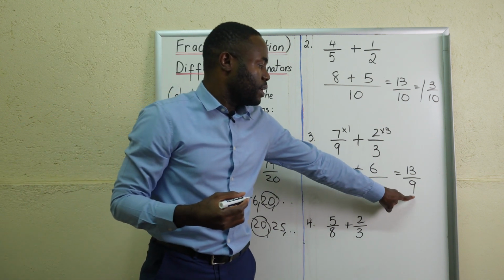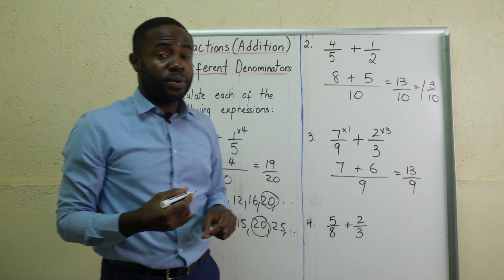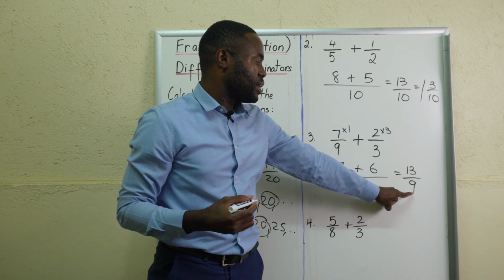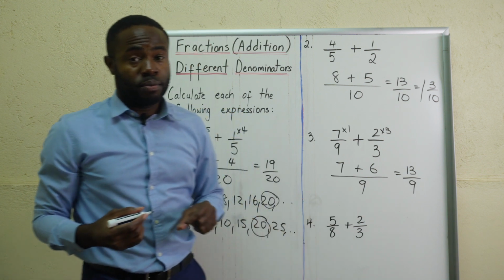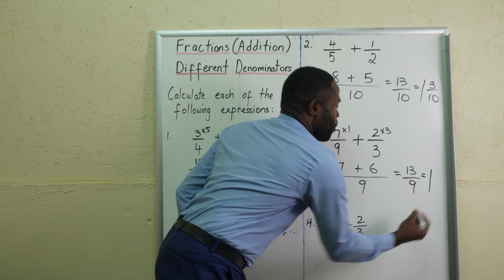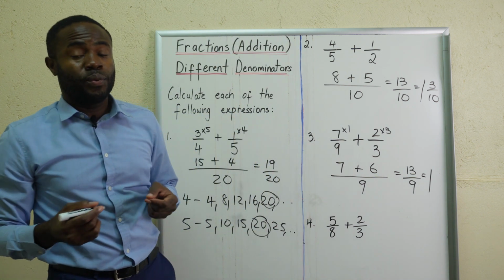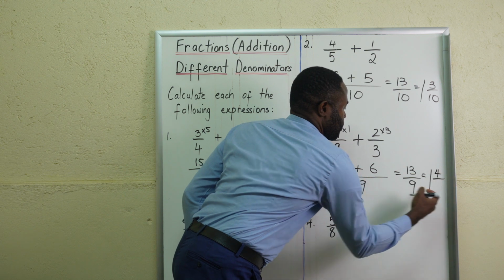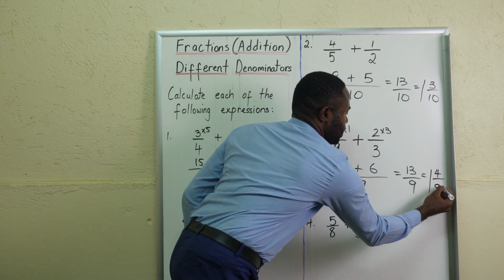All right. Again, we have an improper fraction right here. So we can convert it to a mixed number by simply dividing our denominator into the numerator. So 9 into 13, that goes what? 1 time. But this time around, we'll have a remainder of 4, and we put back our denominator.